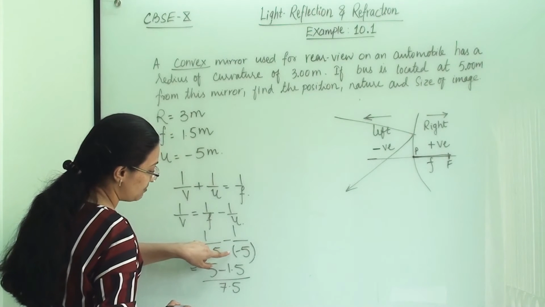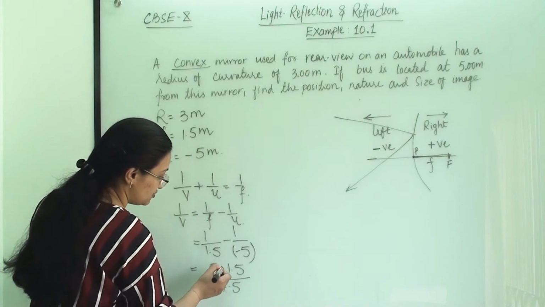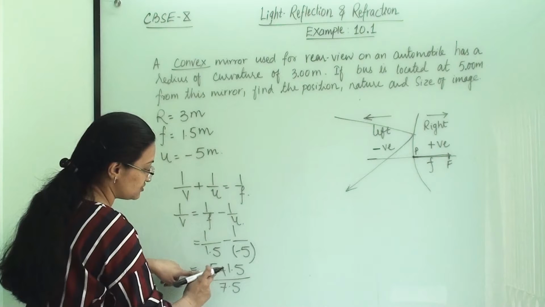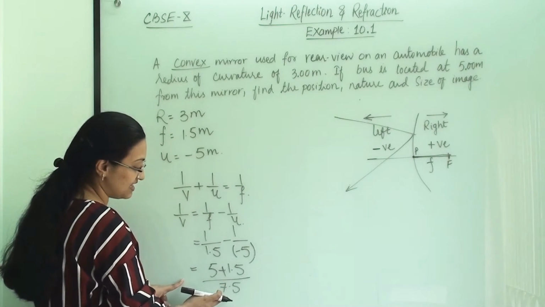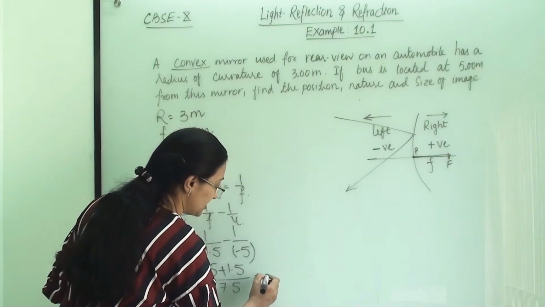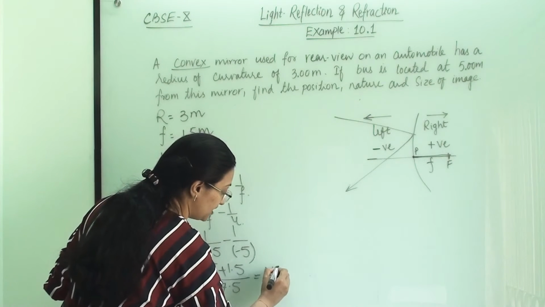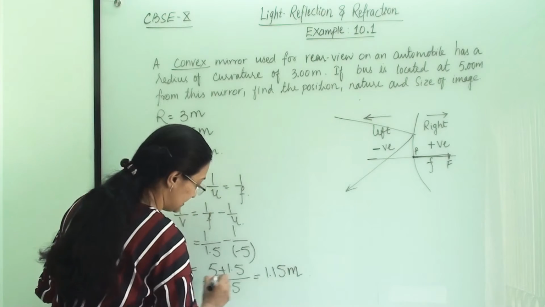Now this is already minus and this is also minus, so this is going to be plus. So it is 6.5 divided by 7.5. So we are going to get 1.15 meter, and that is V.